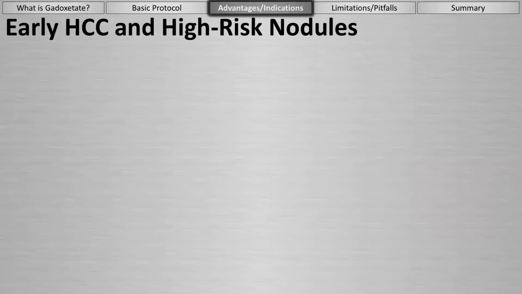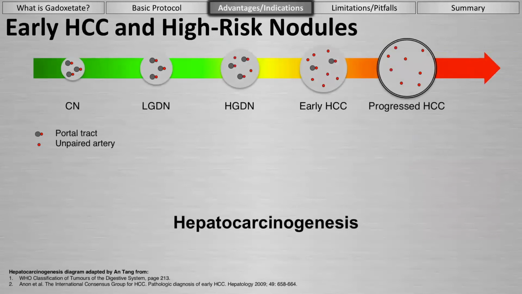Now, that brings us to a new topic, which is early HCC and high-risk nodules. So this is what is known as multi-step hepatocarcinogenesis, in which we start with benign cirrhotic nodules that over time can become low-grade dysplastic nodules, that over time can become high-grade dysplastic nodules, that over time can become early HCCs, and these early HCCs can eventually become progressed HCCs.